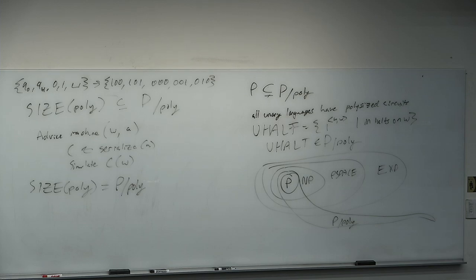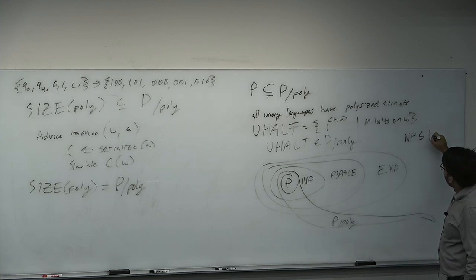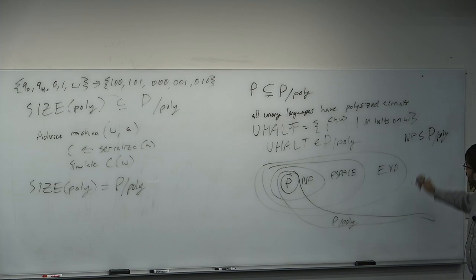Here's an interesting question for you. Do you think NP is a subset of P/poly? What are the implications if NP is contained in P/poly? Or excuse me, what are the implications if NP is not contained in P/poly? Yeah, P is a subset of P/poly, and therefore, if NP is not contained in P/poly, then P cannot equal NP, right?